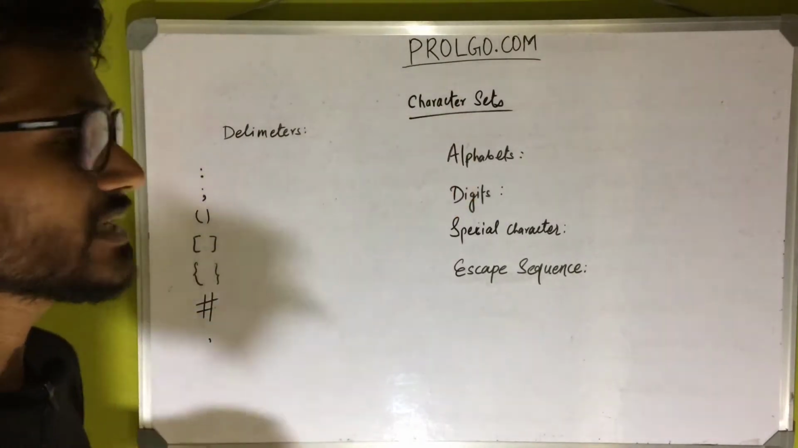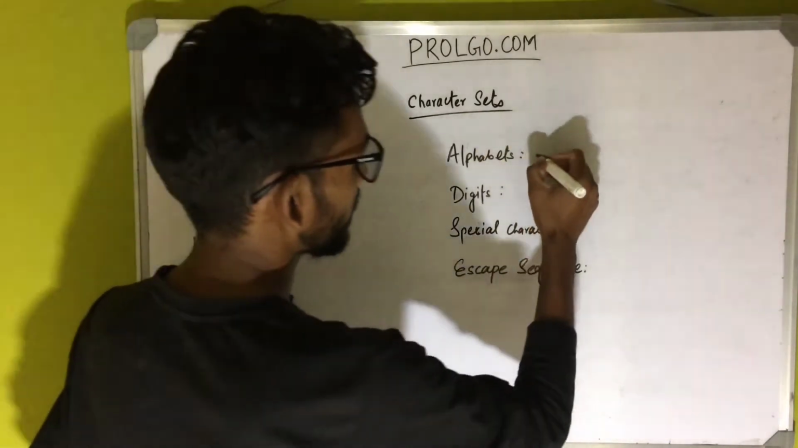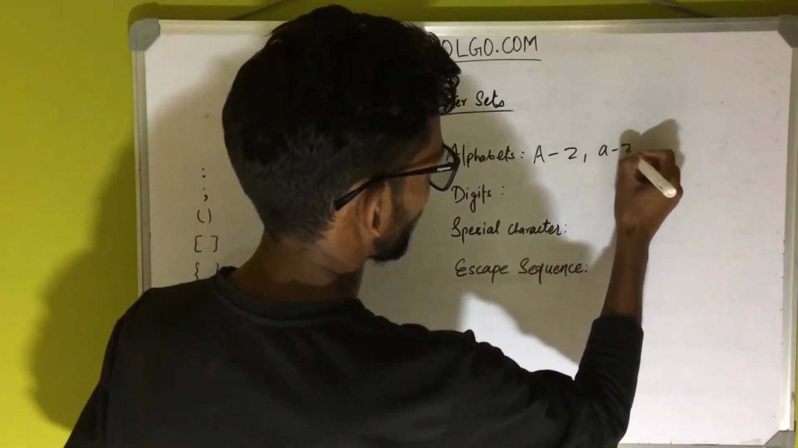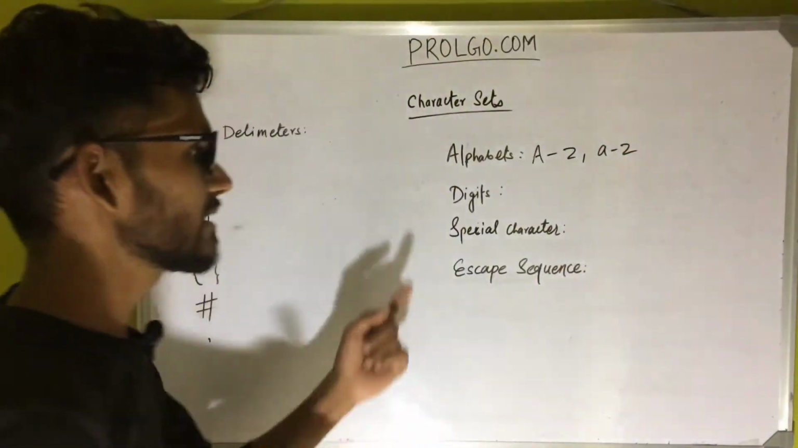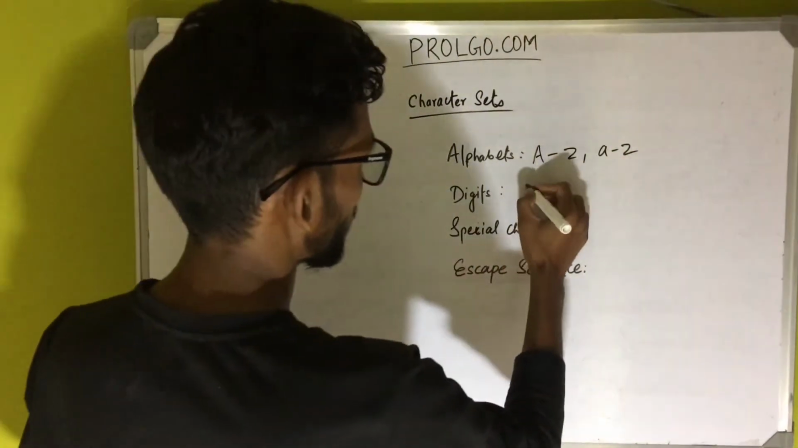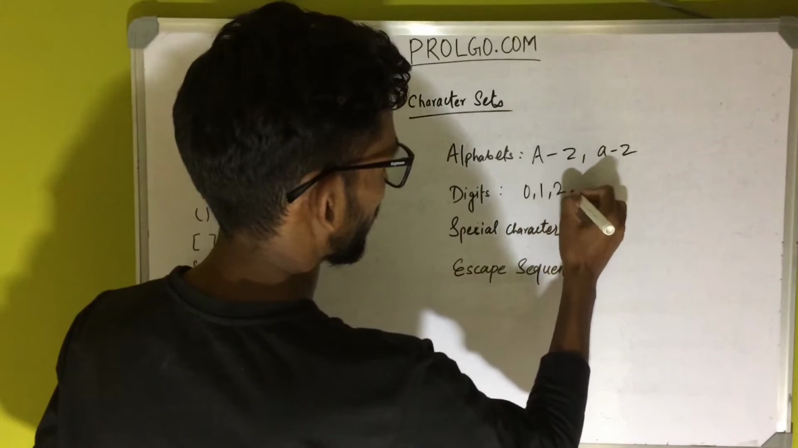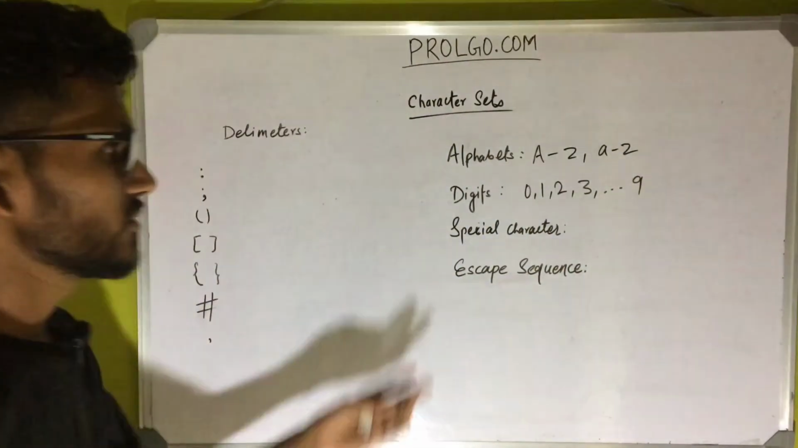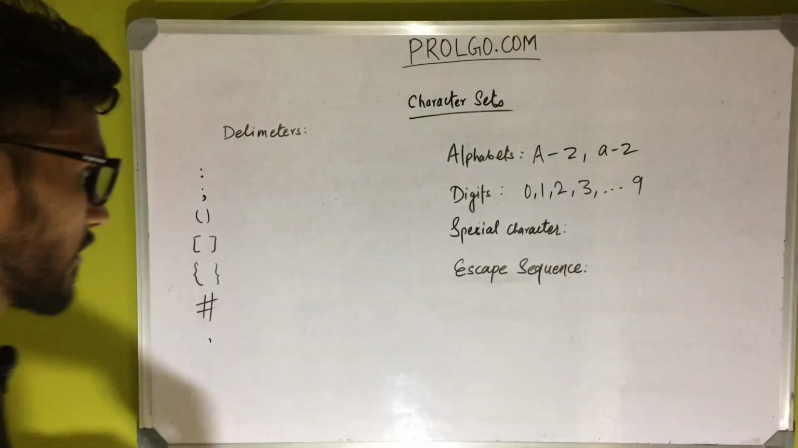So the first one is alphabets. As we all know, A to Z and a to z. This will cover alphabets and the digits, of course, 0, 1, 2, 3 to 9. So these will be used in our program.